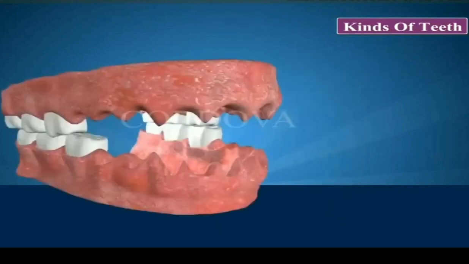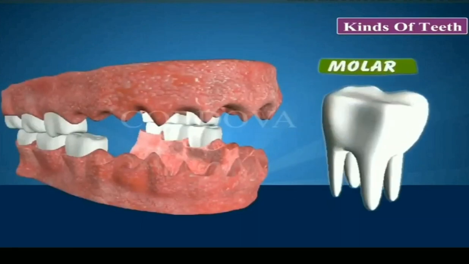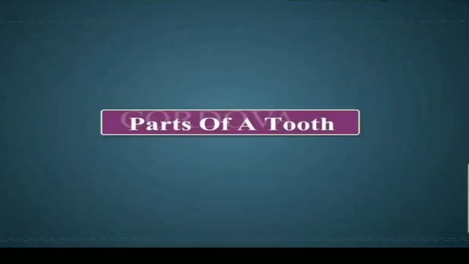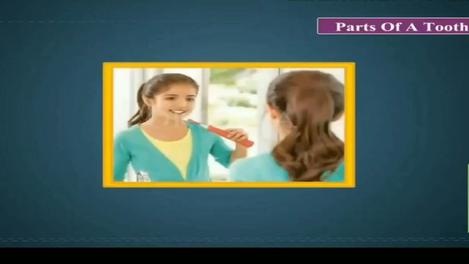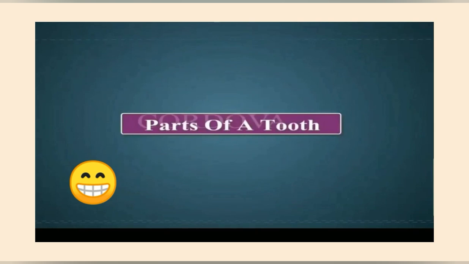Our fourth important teeth are molars. There are 6 molars in each jaw. They are next to the premolars. They are bigger and broader than premolars. They help grind the food. They are also called the grinding teeth. So, in an adult, there are 32 teeth: 8 incisors, 4 canines, 8 premolars and 12 molars.